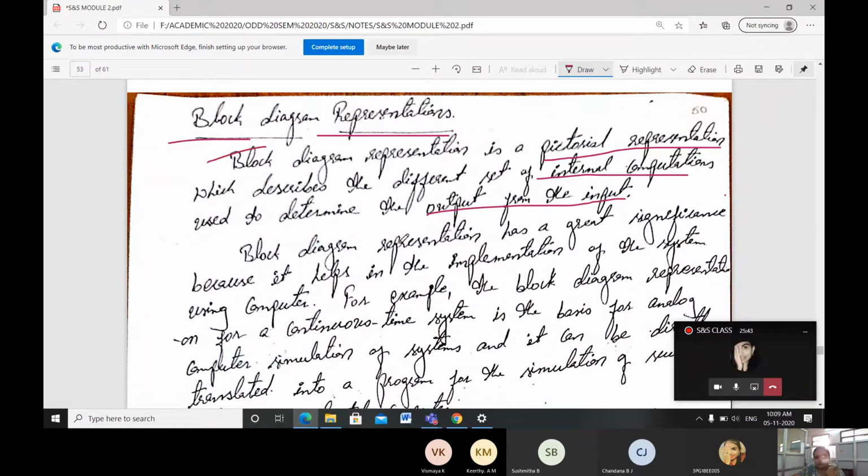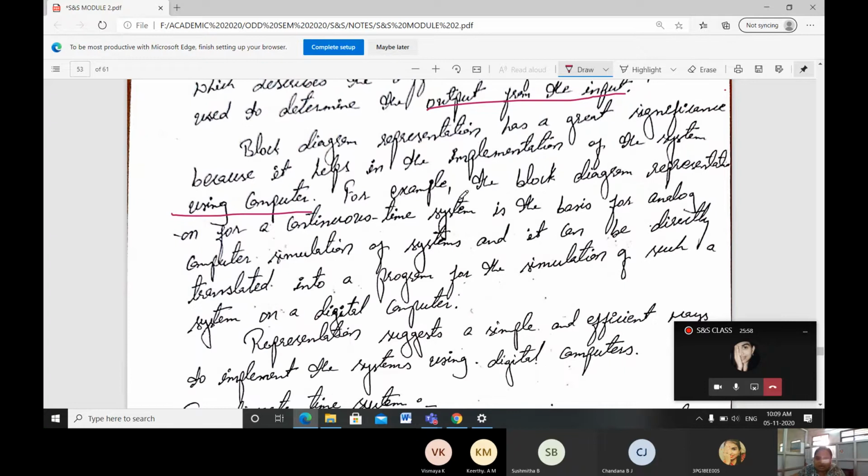Why is it needed? Block diagram representation has great significance because it helps in the implementation of the system where you are going to use your computers. A small example is given here: the block diagram representation for a continuous time system. Continuous time systems means if you are using your CROs, you check the input you gave and the output you get, right? The continuous signal will be displayed there, right?